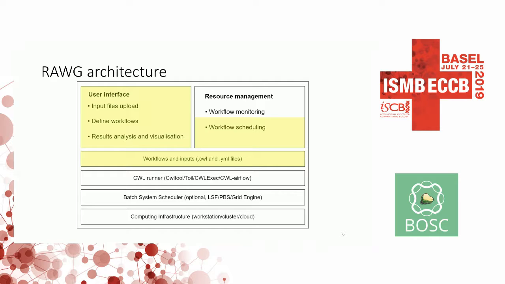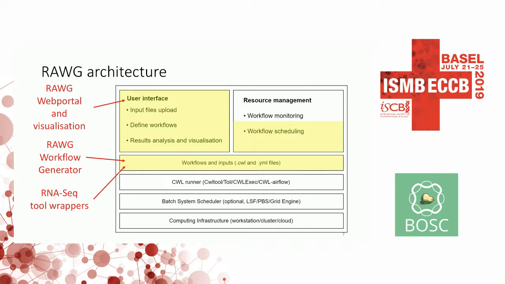So this is how we imagine a typical CWL analysis platform is set up. So on the bottom, you have the hardware level and all the software on top. So RAWG's scope is highlighted in yellow. And in essence, RAWG contains a web portal, a workflow generator, and a set of RNA-Seq wrappers.